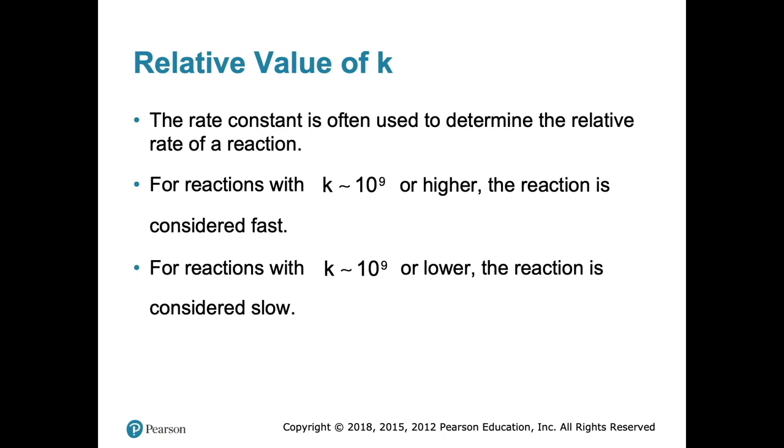So what is the relative value of K? The rate constant K is often used to determine the relative reaction speed. When you have a rate constant on the order of 10 to the ninth, which is a super big number, or higher, the reaction is very fast. Reactions below 10 to the ninth are slower. A lot of the reactions in your body, like enzymes doing your metabolism, electron transport and TCA, that are enzyme catalyzed work really, really fast.